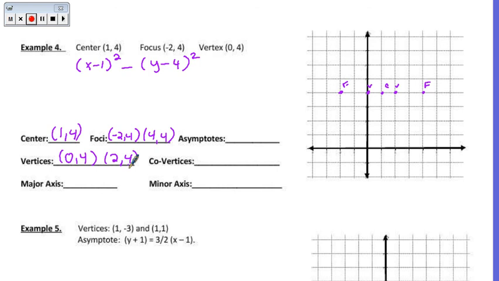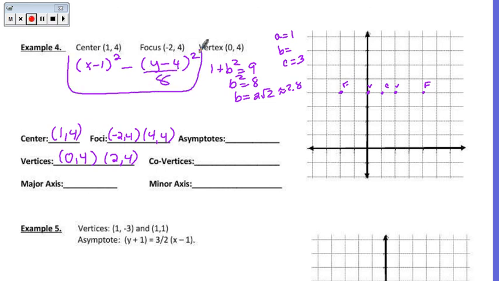I can see that our A value is equal to 1, our B value we don't know, and our C value is equal to 3. So, using our A squared plus B squared is equal to C squared, we have 1 plus B squared is equal to 9. B squared is equal to 8, meaning B itself would be 2 square roots of 2, and that's about 2.8 for our graphing purposes. Since our A is 1, we don't need to put a 1 underneath here. It simplifies just to x minus 1 squared. This guy would be over 8, so there's our equation. We are looking for the equation as well.